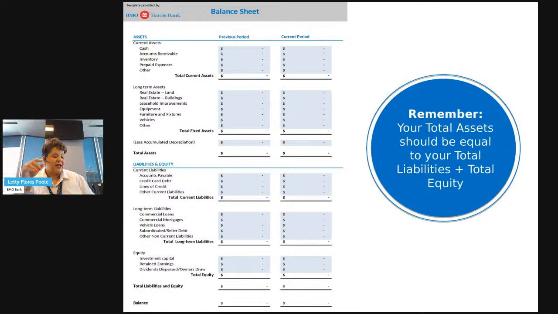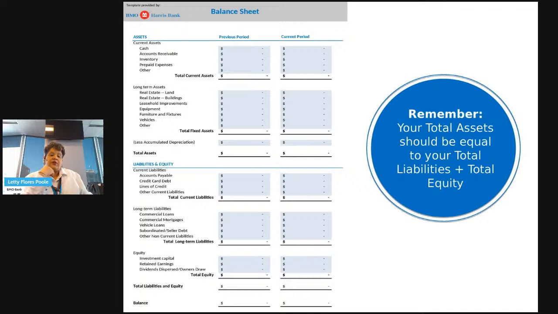Nonetheless, then we go into your equity, investment capital, retained earnings, and any dividends or owners that you may have drawn. So when you look at that, that is your total liabilities and equity. You bring all those line numbers down, and then it's going to give you a balance. And if you see here, it's one number minus the other. So that is your balance sheet. We're not going to go into profit and loss. If we can go to the next slide.